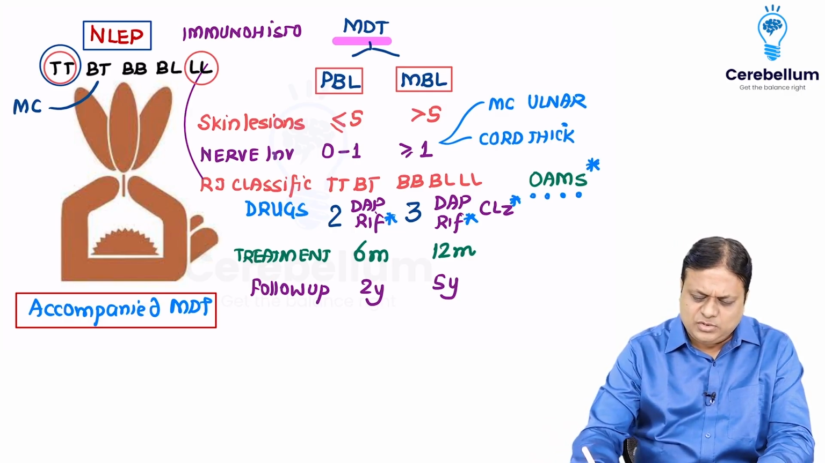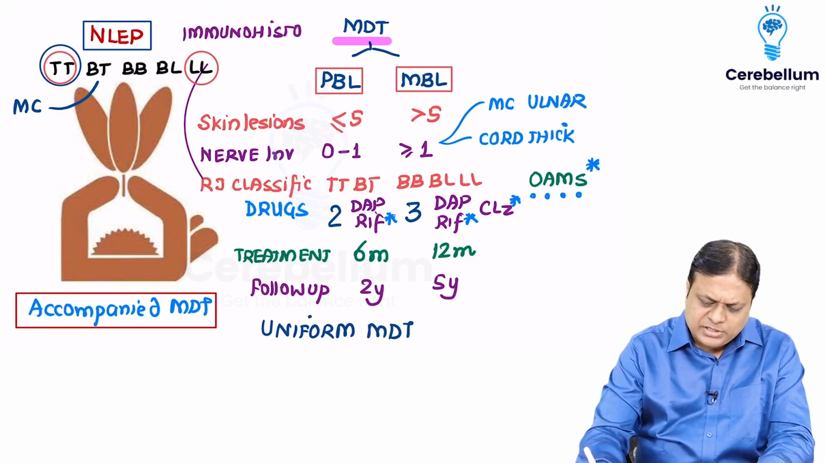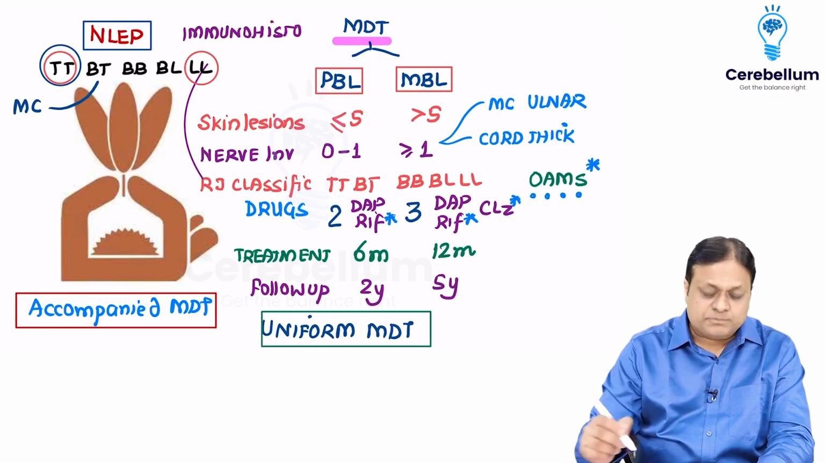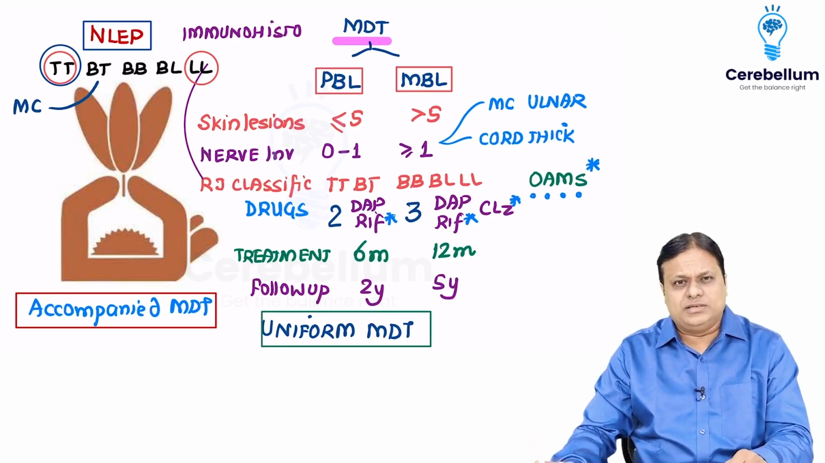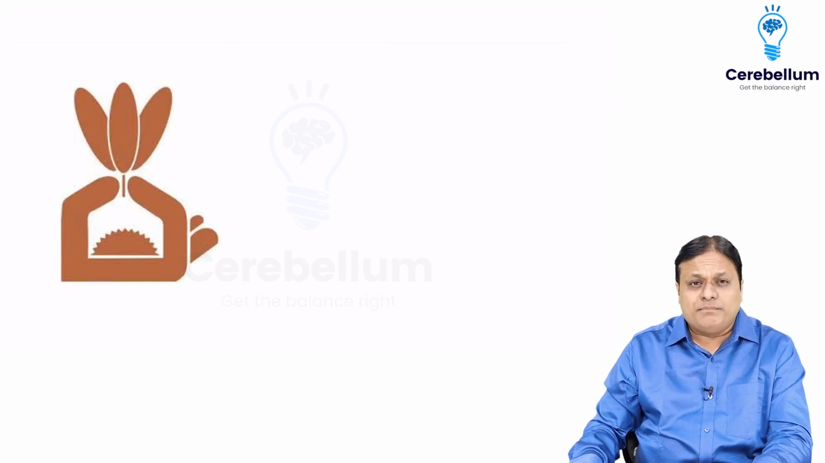What is uniform MDT? Uniform MDT means all patients of leprosy, WHO recommends, should be given all 3 drugs: dapsone, rifampicin, clofazimine. Moving further, looking at the treatment in the leprosy program, multi-drug therapy, there are colored blister packs available.